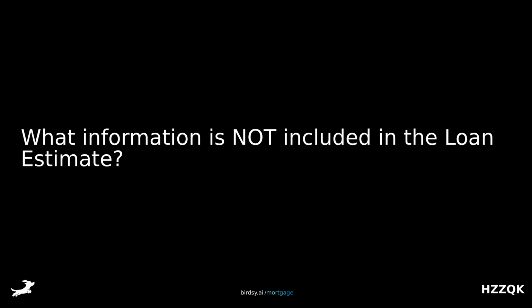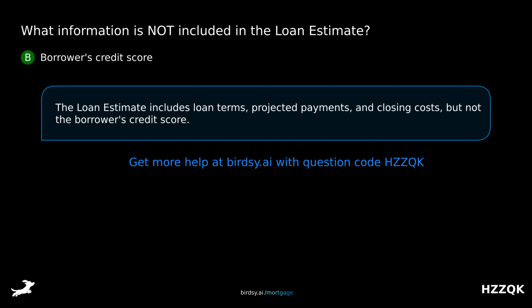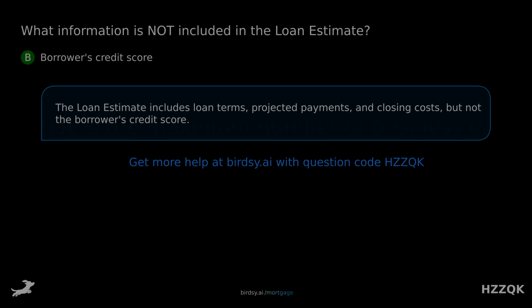What information is not included in the loan estimate? Is it A, loan terms, B, borrower's credit score, C, projected payments, or D, closing costs? The answer is B, borrower's credit score. The loan estimate includes loan terms, projected payments, and closing costs, but not the borrower's credit score.